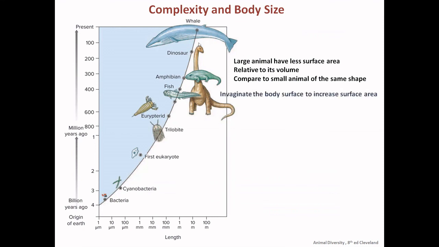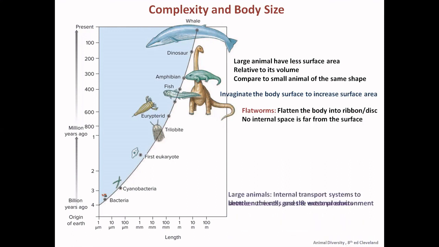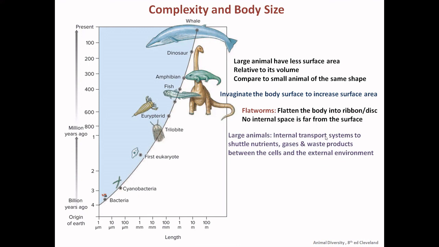So in this one, how does it increase the surface area? The large animals invaginate the body surface to increase the surface area. This is the one to compensate this problem. So one example is a flatworm. It flattens the body so that the distance between the outside and any cells of the inside is not so much. So it compensates like this. Large animals also need an internal transport system to sort out the nutrients, gases and the waste products. So they need to develop an internal transport system to compensate for this surface area.